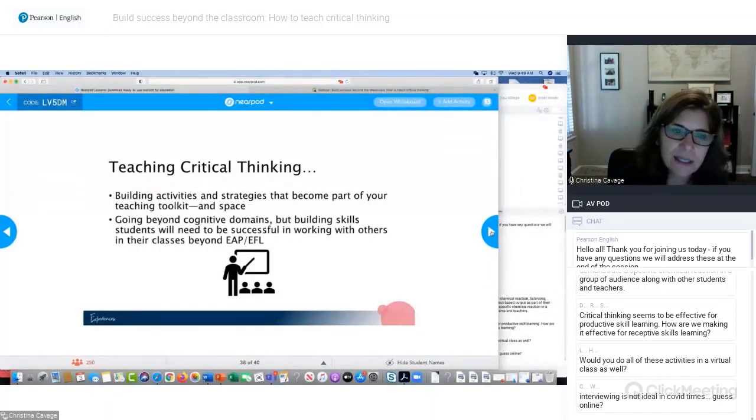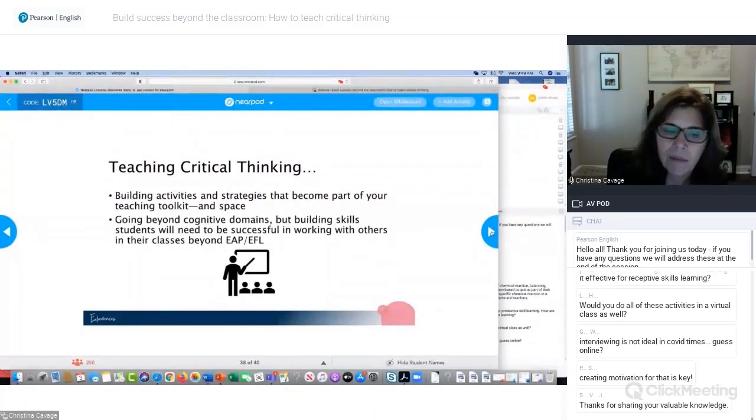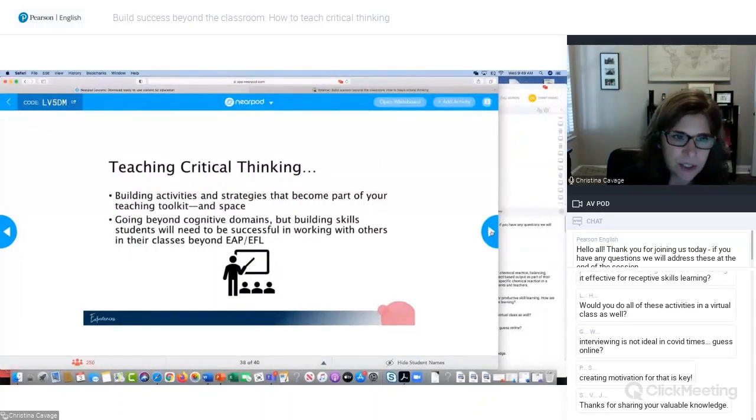Teaching critical thinking is about building activities and strategies that really become part of your teaching toolkit, and making space for it in the classroom. For me, I will assign text exercises quite easily for home. But my students, when they come into the classroom, and I do teach face-to-face right now, I want that space to be about practice. I want them to be able to apply those skills. And so really creating space for students to work on some of this production here.